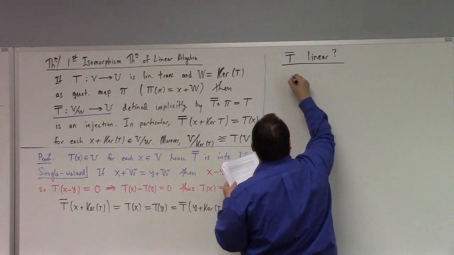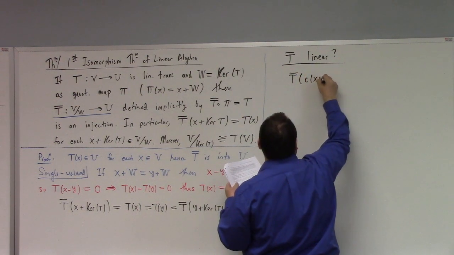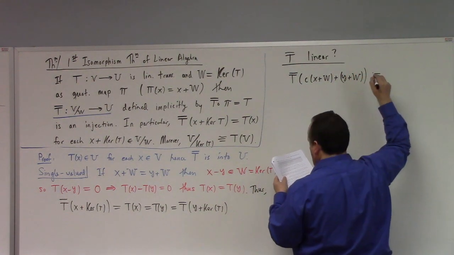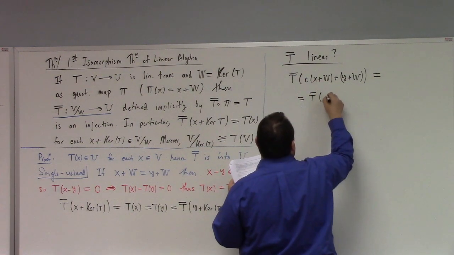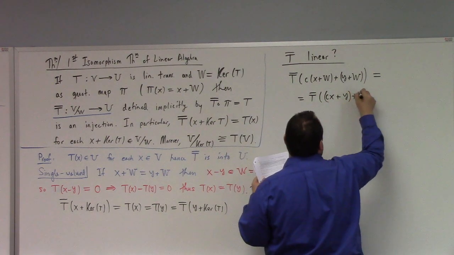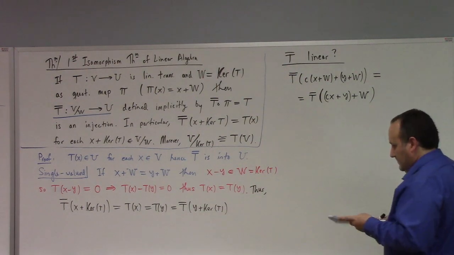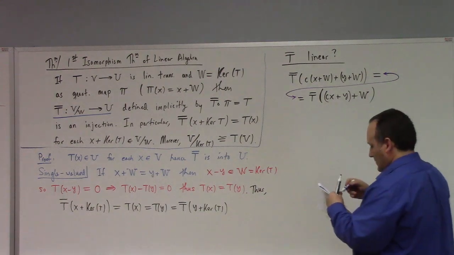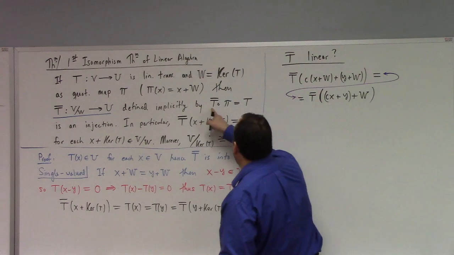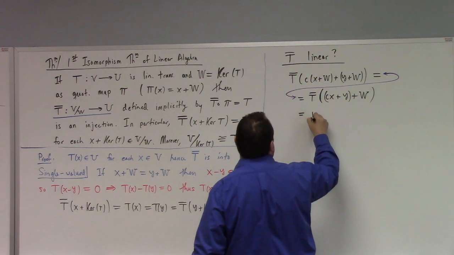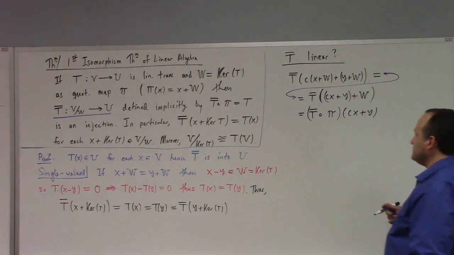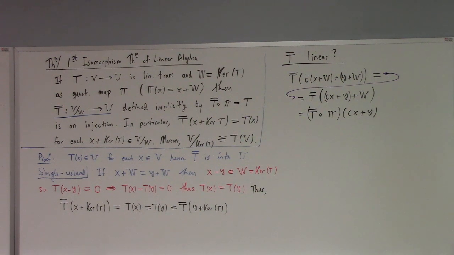All right, so let's look at t bar of c times x plus w plus y plus w. All right. So that is equal to t bar of cx plus y plus w, right? By definition of addition in the quotient space, right? So then what? Then by the implicit definition, this is equal to t bar composed with pi of cx plus y, right? But by definition, t bar composed with pi is t, right?